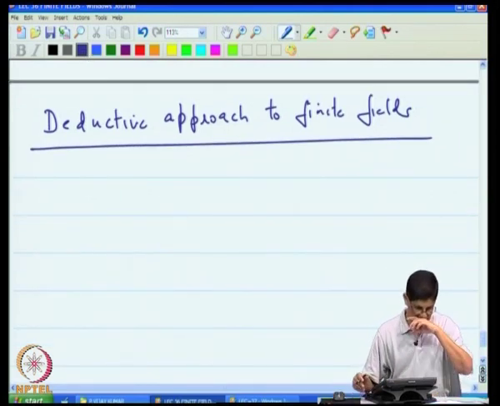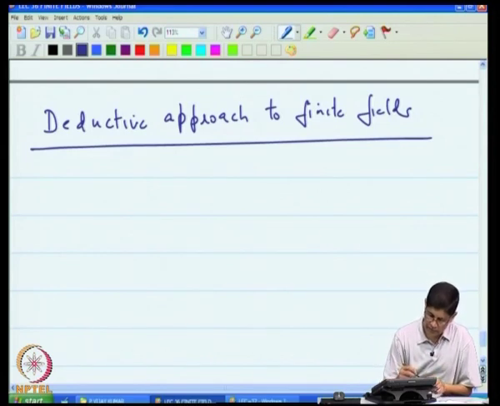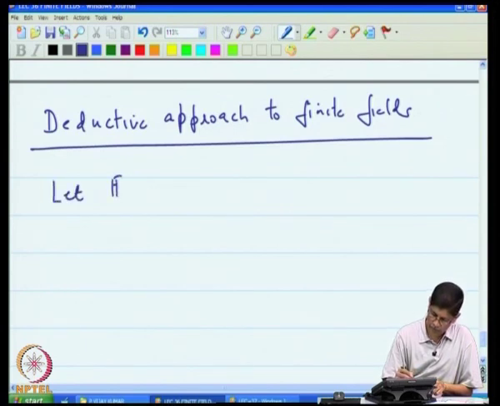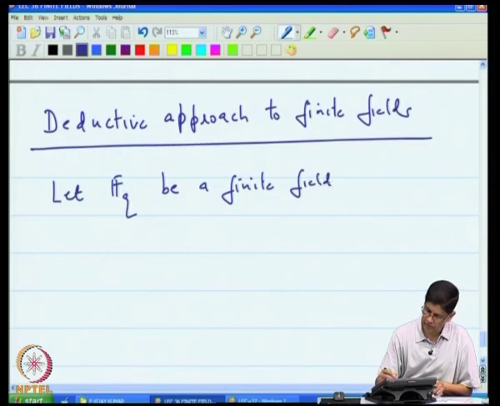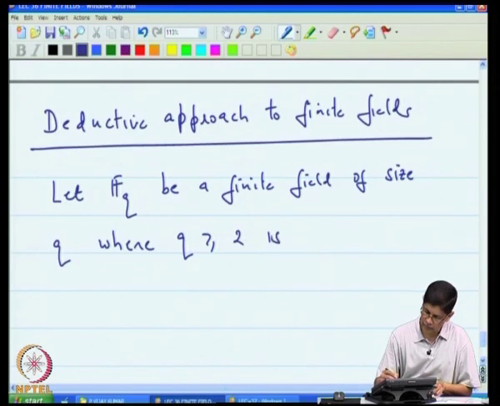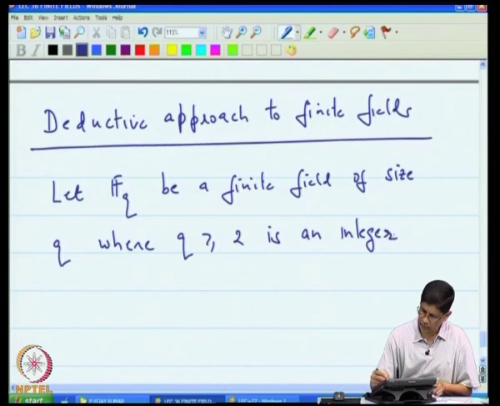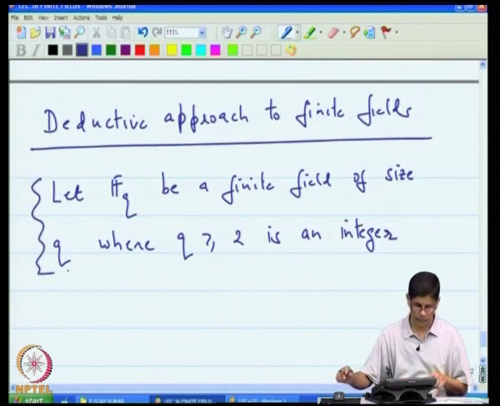So, our starting point is here: let Fq be a finite field of size q, where q greater than or equal to 2 is an integer. All right.